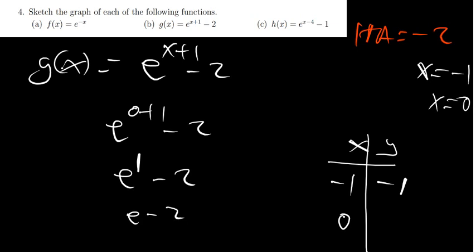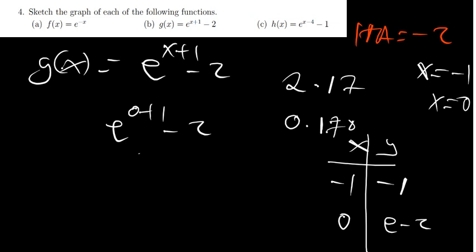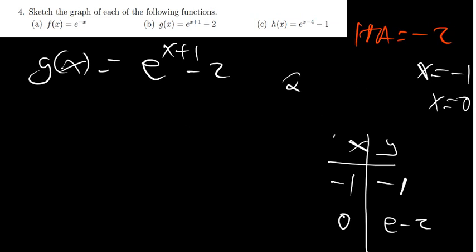So you just put e minus 2 because we don't use the calculator here in this case. So e, we are saying, is approximately 2.17, somewhere there. Okay, so we expect e minus 2 to be 0.178, somewhere there. So what I'm going to do now is I'm going to have my graph. Here is my graph.